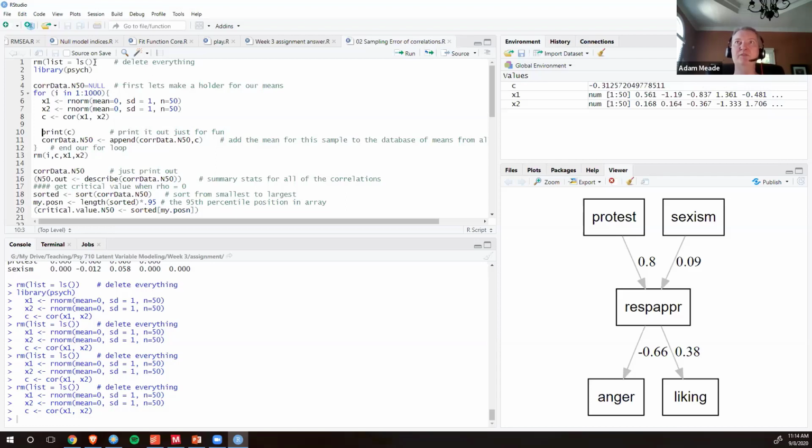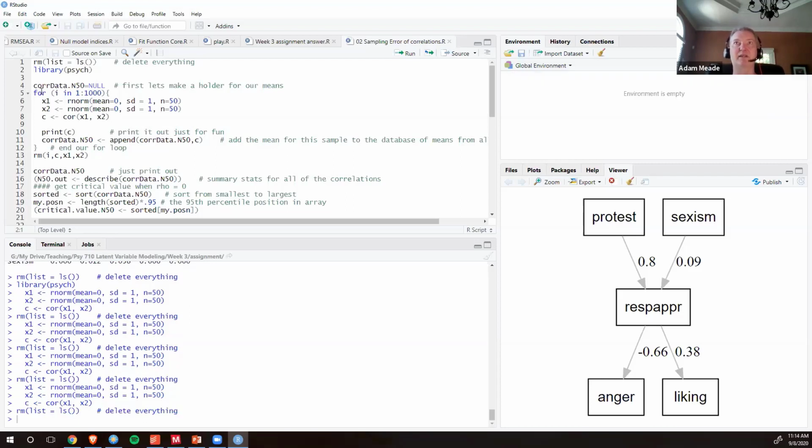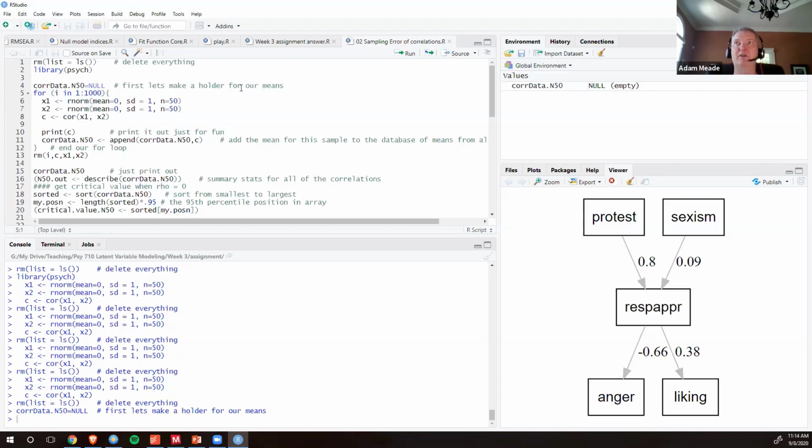So instead of just me doing this over and over, let's do this 1,000 times automatically. The way I'm going to do that is to wrap it in a for loop. Do this for i equals 1 to 1,000. So do this 1,000 times. And I'm going to build a little container called core data.n equal n50, and I'm going to set it to be empty. And every time I calculate this correlation, I'm going to put it at the end of this list of stuff.